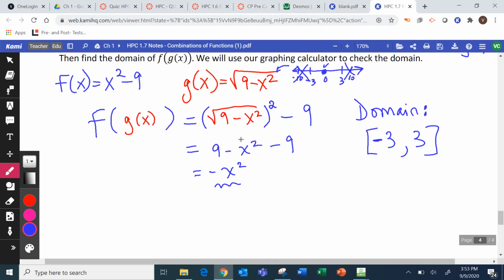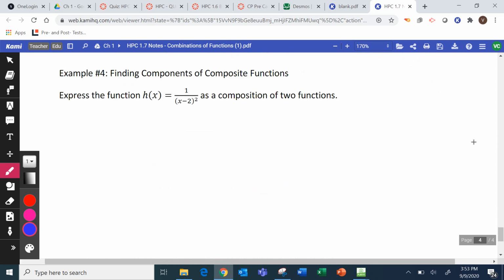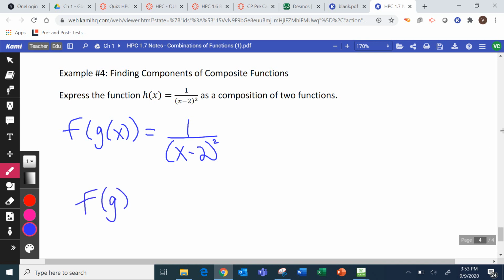All right, almost done. The very last section is finding components of composite functions. So this is saying h of x is already an f of g of x. And we're going to go backwards. We're going to say, what could f of x and g of x equal separately, so that when I do f of g of x, we get 1 over x minus 2 squared.